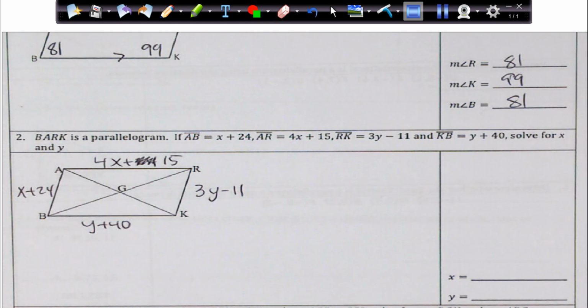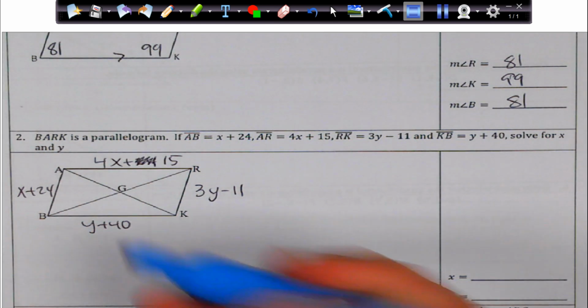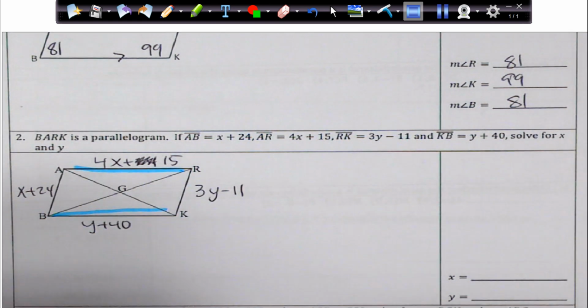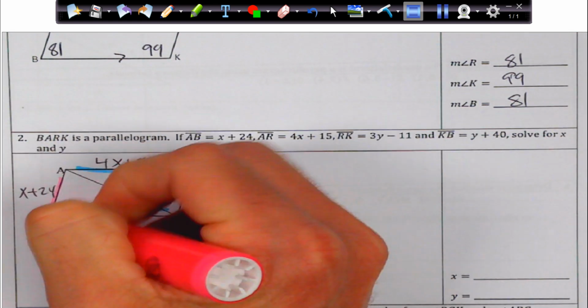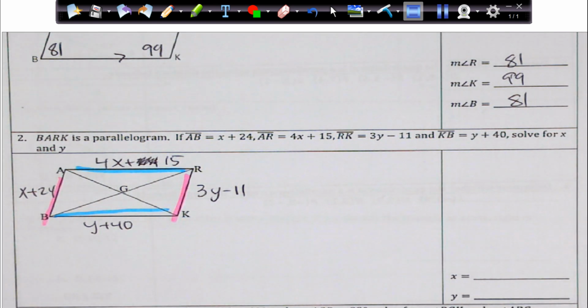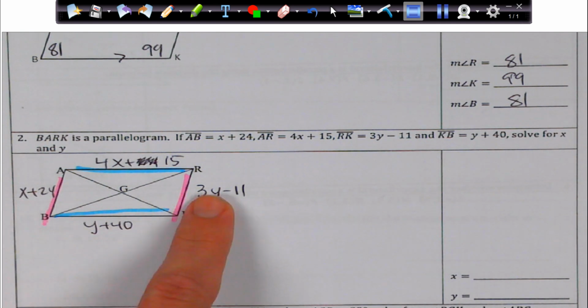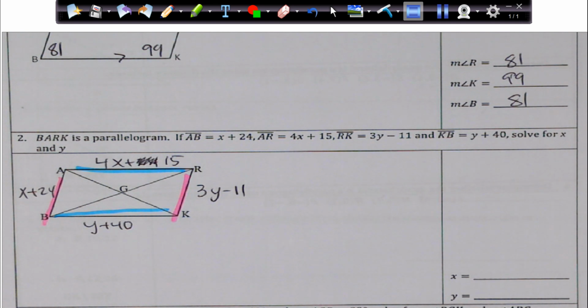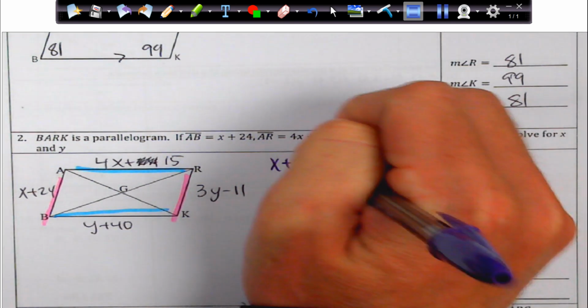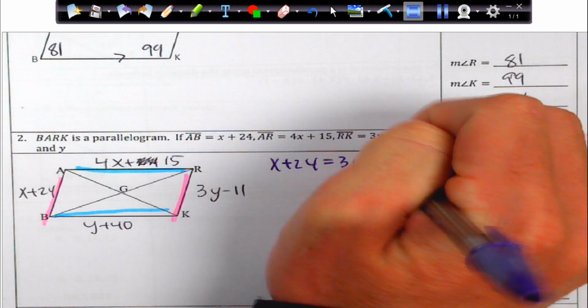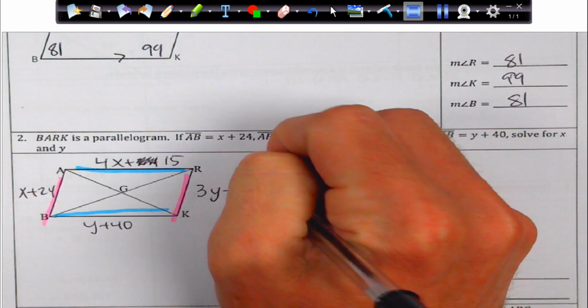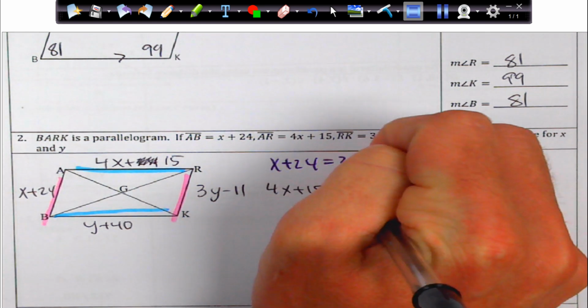Okay, we actually know that opposite sides are congruent. So these two are congruent to each other, and these two are congruent to each other. We haven't seen this math in a while, but we're going to set these equal to each other, but we have two variables. So we start with our first equation, which is x plus 24 equals 3y minus 11. We have our other equation, 4x plus 15 equals y plus 40.